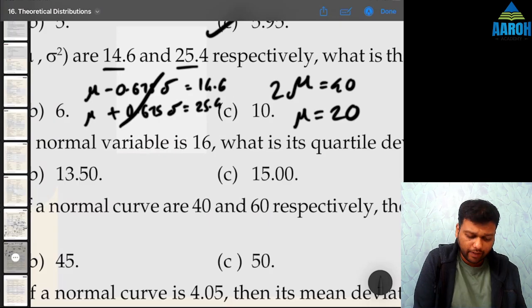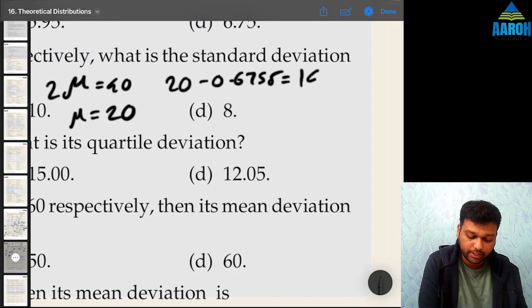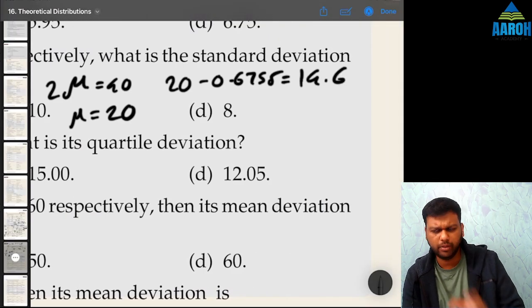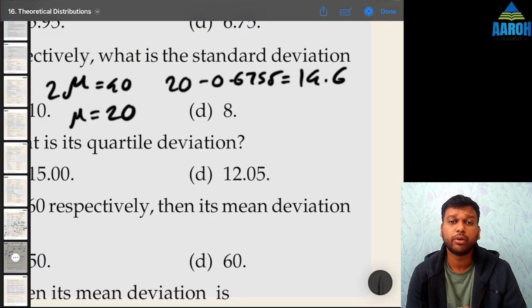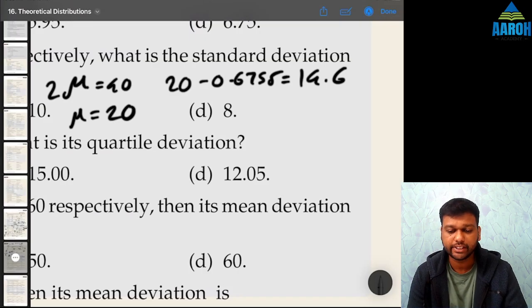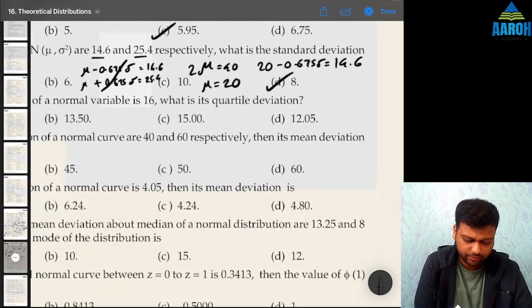So let's put that value in this first equation. We know that mu minus 0.675 sigma is 14.6. So let's take 0.675 sigma to that side, 14.6 to this side. So 20 minus 14.6 divided by 0.675, sigma will be 8, option D, standard deviation.